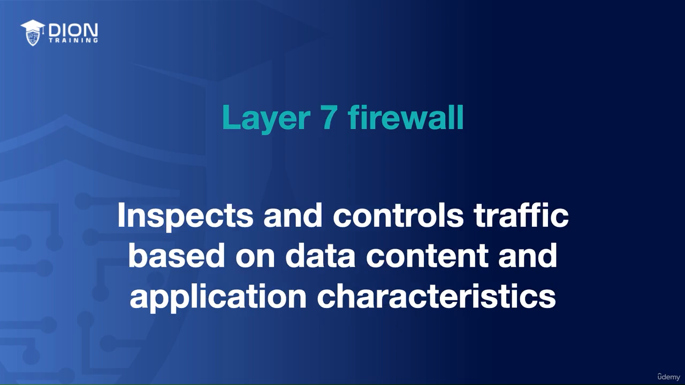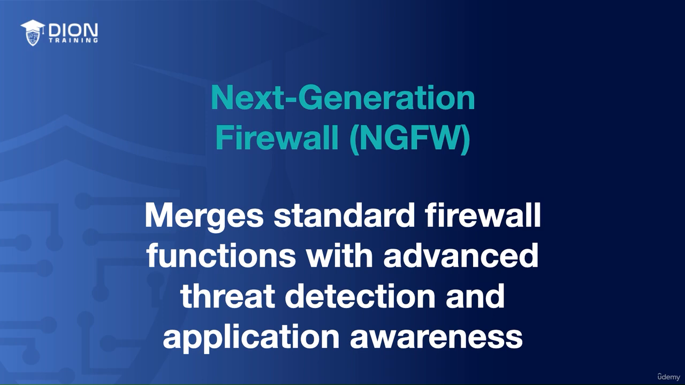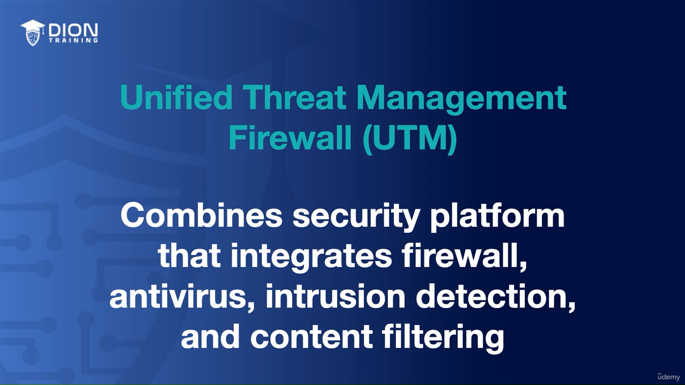A Layer 7 firewall, on the other hand, is also known as an application proxy or application firewall, and it operates at the application layer and can inspect, filter, and control traffic based on the content and characteristics of the data's payload. A next-generation firewall, or NGFW, is an advanced security appliance that combines traditional firewall capabilities with additional features like intrusion detection, application awareness, and advanced threat protection. A unified threat management firewall, on the other hand, is a fully comprehensive security solution that integrates multiple security features, including firewalls, antivirus, intrusion detection, and content filtering into a single unified platform.